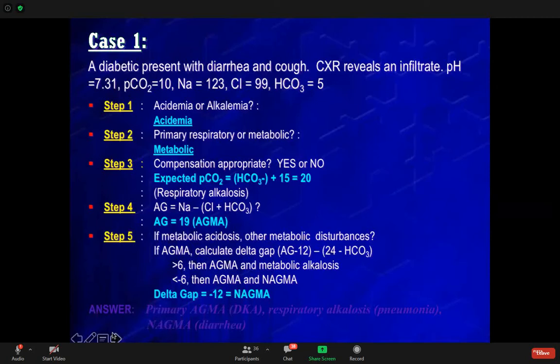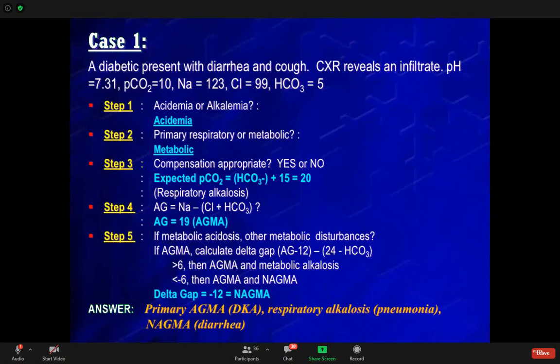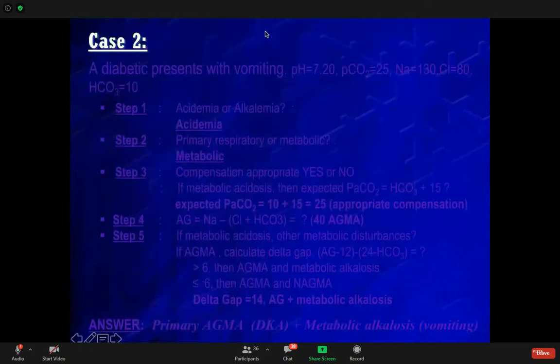So this guy he's a diabetic, so he has primary anion gap metabolic acidosis from DKA لأنه diabetic وما أخذ his medication. He has respiratory alkalosis لأنه عنده pneumonia وقاعد يتنفس أسرع لأنه مكتوم. He also has diarrhea and he's losing his bicarb. So he has a third disorder of non-anion gap metabolic acidosis. Okay. شكرا عبد الله. يعطيك العافية دكتور.